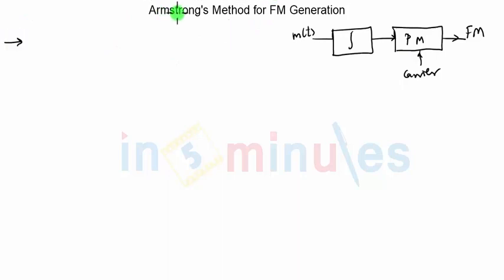No doubt that Armstrong's method is based on this indirect approach of FM generation, but it also uses one very specific way to generate FM. We will first generate narrowband FM. So we generate narrowband FM through the indirect approach, and then we pass narrowband FM through a group of multipliers and mixers. So if you remember, if we pass FM through multipliers and mixers, then what happens?